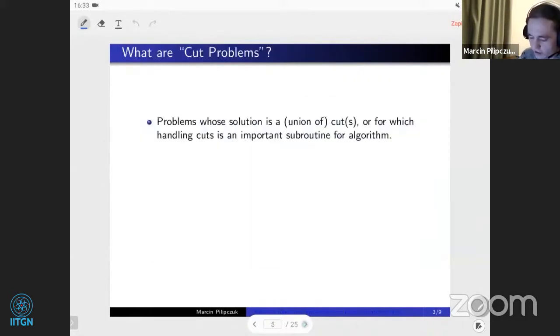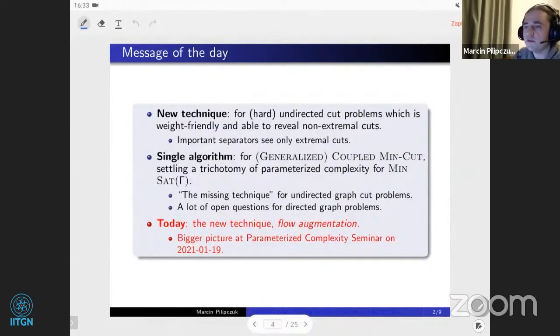And what I want to say here is that today I'm going to show you the flow augmentation. I'm going to focus on the details of the technique and how it works, not on understanding the bigger picture: why do we do it, what's the CSP thing, what's the bigger picture of the applications, and why we say that this is the missing technique for undirected graph cut problems.